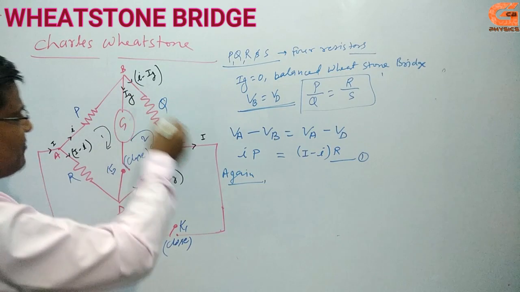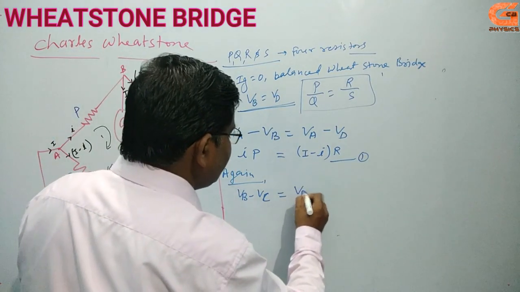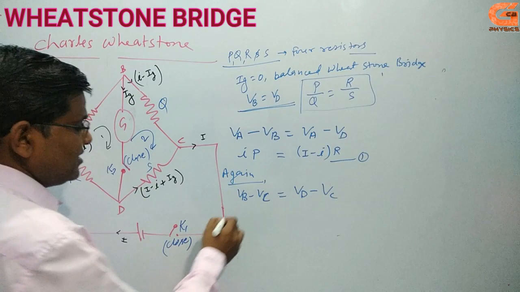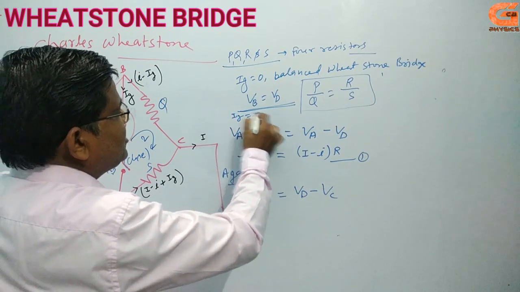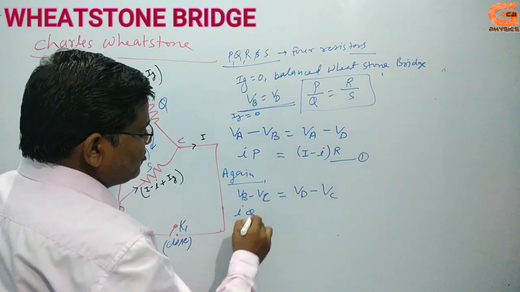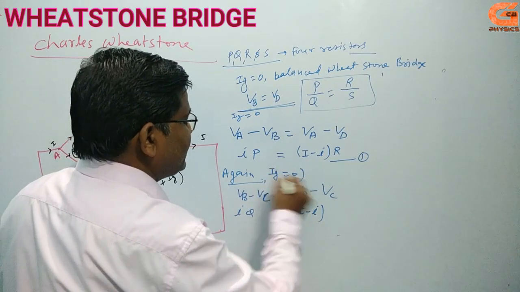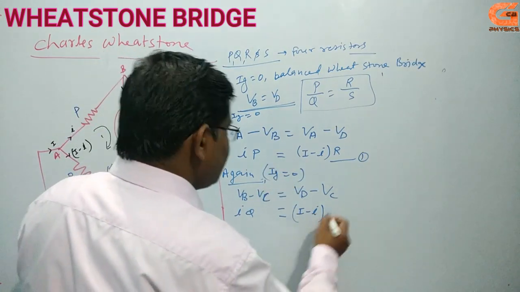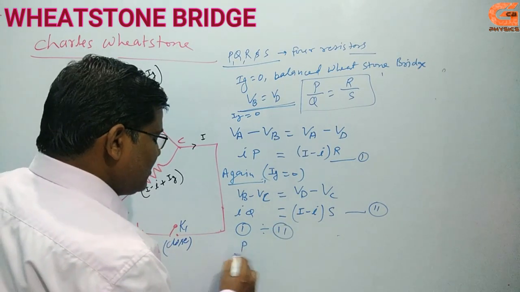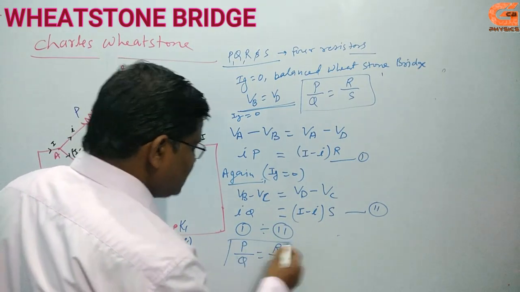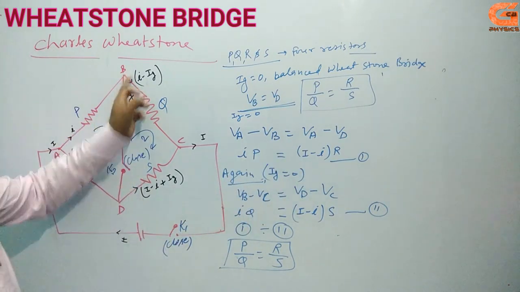Again, VB minus VC is equal to VD minus VC, and it's (I minus I1) into Q. If it is balanced, then Ig equal to 0, so I consider the same current I1 in the arm, and here notice that Ig equal to 0. Then it is (I minus I1) into S, equation number 2. Dividing equation 1 and 2, you get P by Q equal to R by S. This is another method, and the method is the same, I just consider Ig equal to 0 and VB equal to VD.